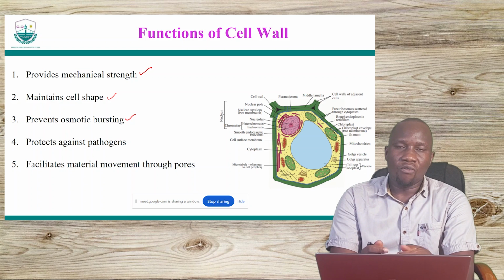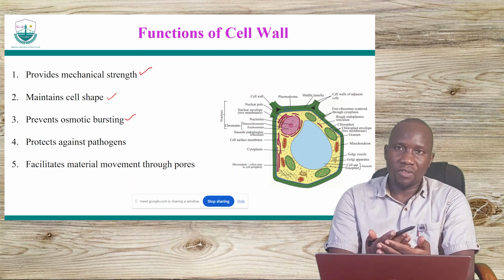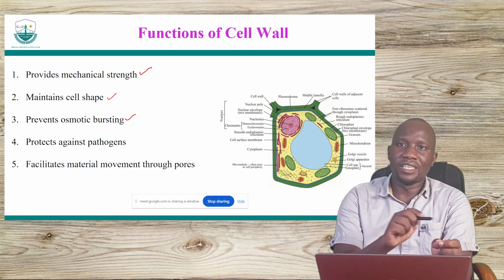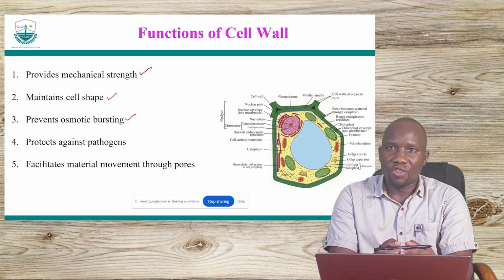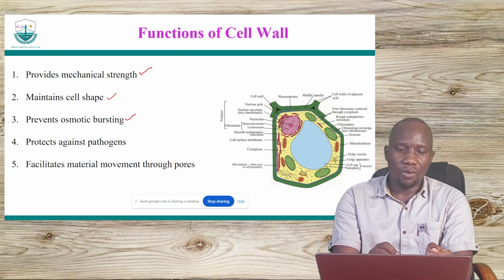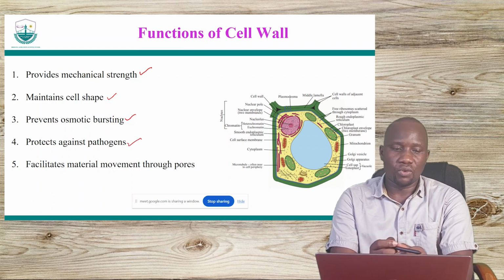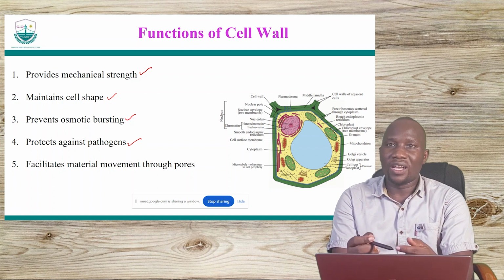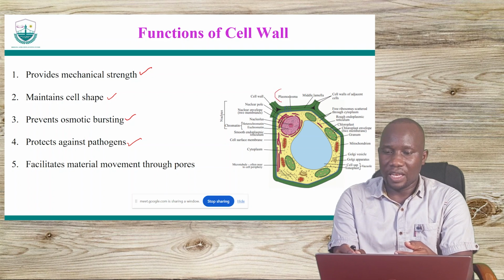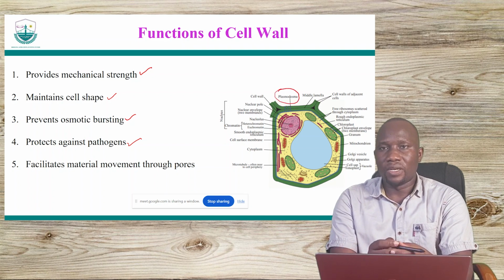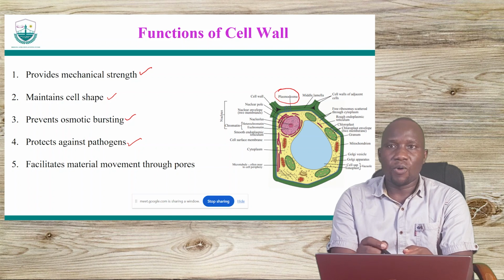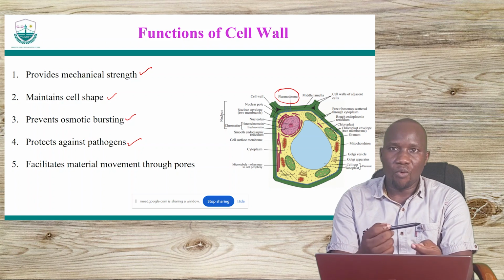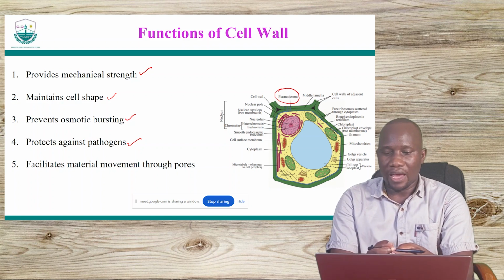And then, of course, the cell wall being tough means that you cannot have pathogens easily entering and causing infection in the cell. Okay, so that is the next role there, protection. And then it also has pores that we have just seen, the plasmodesmata here. These pores allow some material to move from one cell to the other.